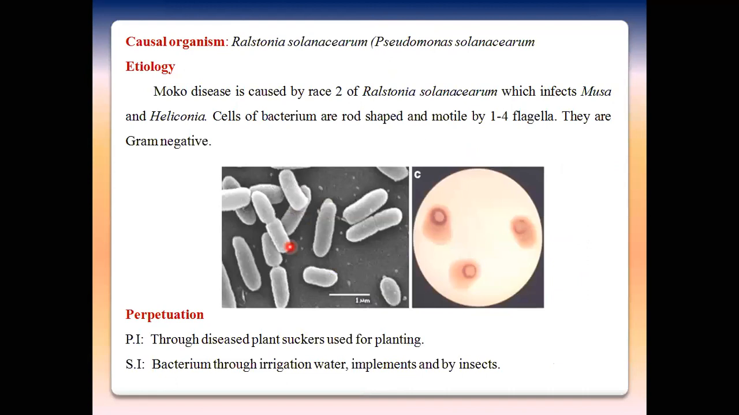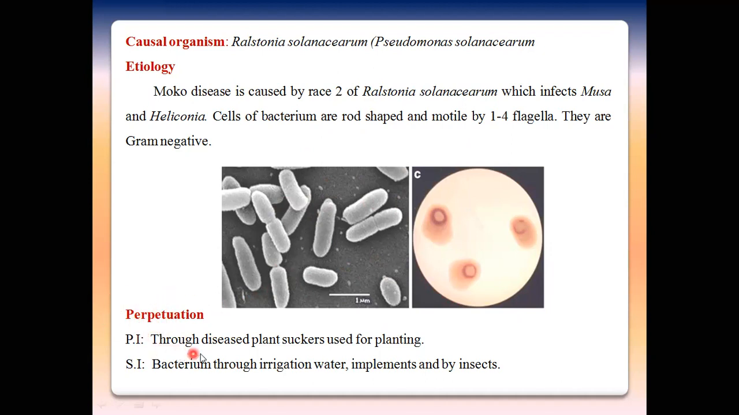Then the causal organism, that is Ralstonia solanacearum or Pseudomonas solanacearum. This is the bacteria that infects the banana and produces Moko wilt or bacterial wilt. This bacteria does not form spores. It is always gram-negative, rod-shaped, and motile by 1 to 4 flagella. So this is the morphology of Ralstonia solanacearum.